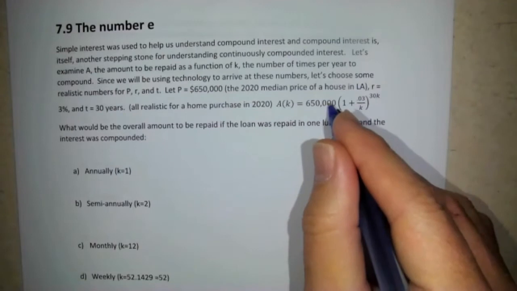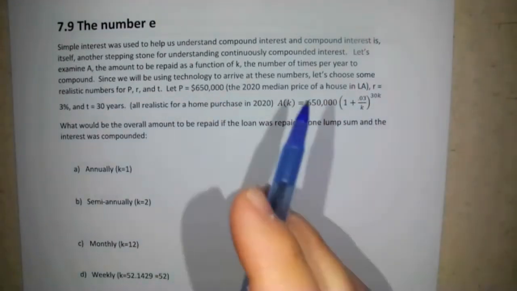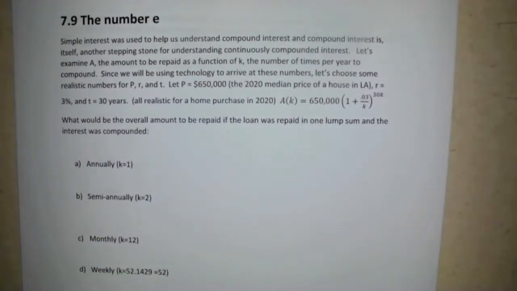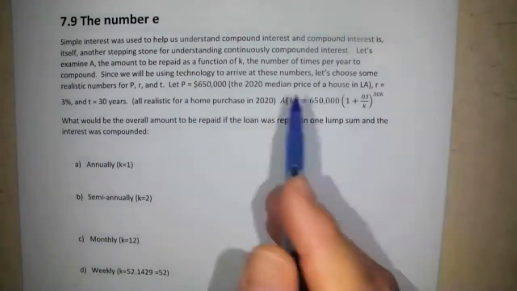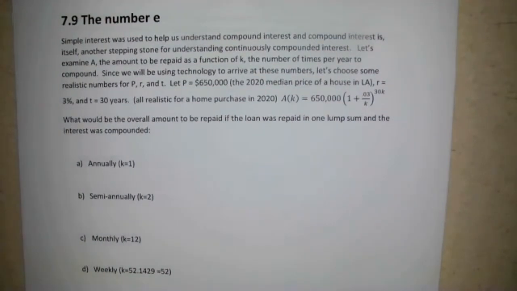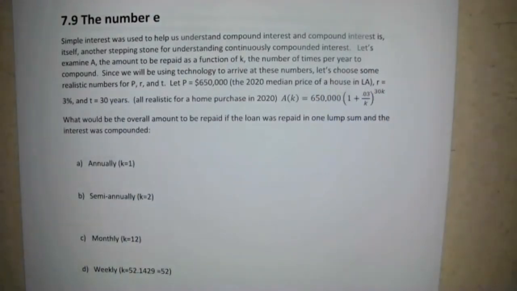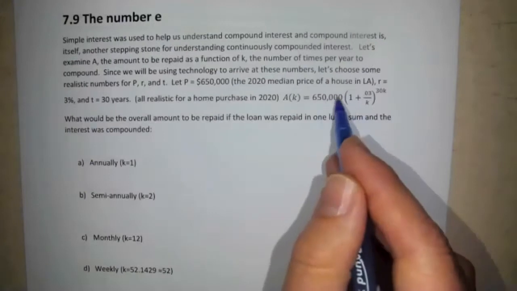So we have this example, which looked pretty normal, for a $650,000 house, which I picked because it was the 2020 median price in LA. We made that interest rate 3%, and a home loan is typically 30 years. So we tried to figure out, if I were to pay this all off at the end, 30 years from now, how much would it be?